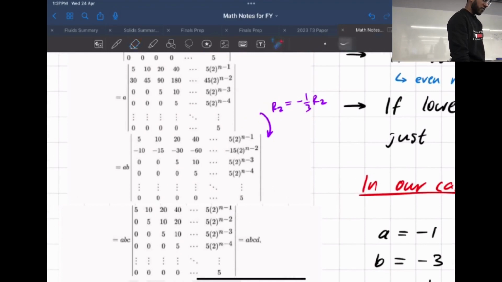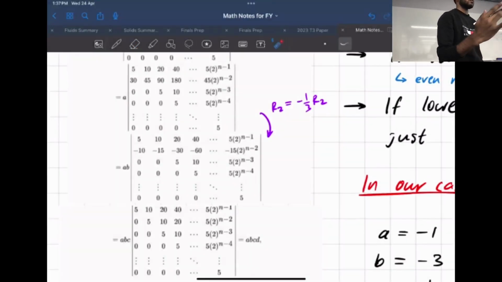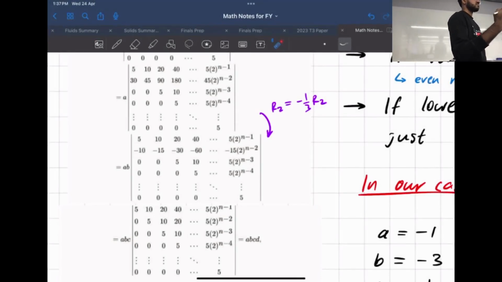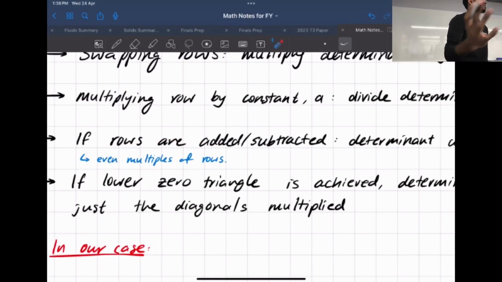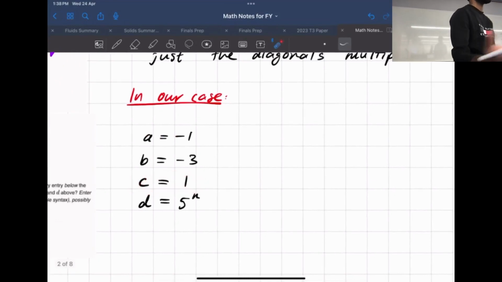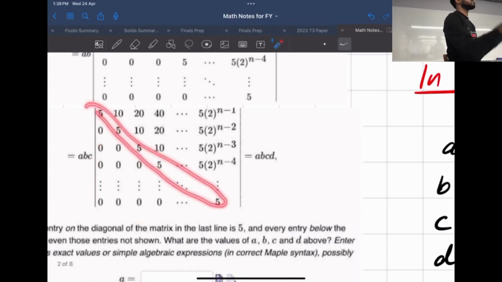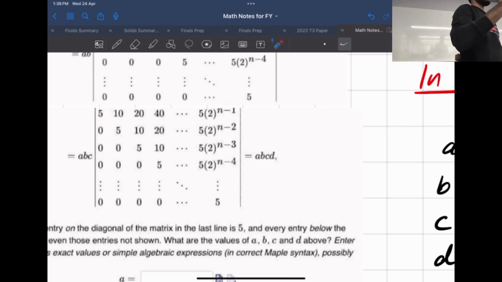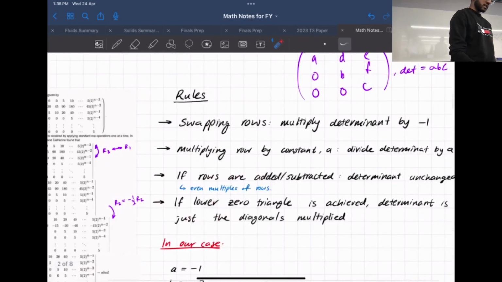Okay. Final row reduction. What do we do from here to here? What are we doing? Yeah, by a multiple, right? So we're just subtracting and or adding rows, yeah? And one extra rule that I forgot to mention is that if you add or subtract a multiple of another row, our determinant stays unchanged, okay? So in this case, our C will just be 1, because our determinant stays the same. Final one, remember the lower triangle rule? Our determinant will just be all the diagonals multiplied together. Since they're all 5, it's just 5 to the power of n, which is our D value. All good? Can I just look at all the rows? Yeah, sure. Copy it down if you need.